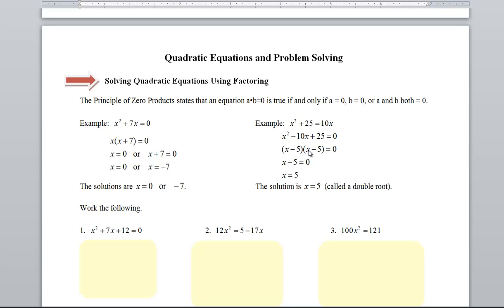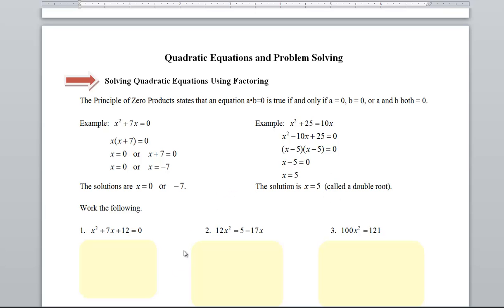Upon substituting, if you'll notice, if I set the first factor equal to 0 and the second factor equal to 0, they're the same thing. I only need to set one of them if the factors are the same. So my solution here is x equals 5, and it is called a double root, because technically there are 2 of them, but I only need to say it once.